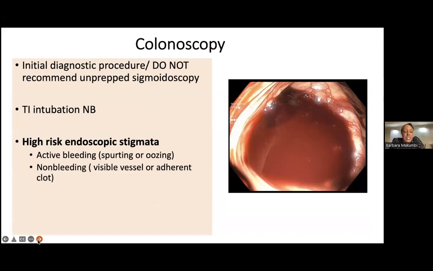Colonoscopy itself, just to say that with your patient stabilized, this is your initial diagnostic procedure, your first line, in order to get your diagnosis, as well as intervene on the patient. It is important to have a terminal ileum intubation with these patients in case the bleed is actually proximal. And you're looking for your high-risk endoscopic stigmata. So either the patient has active bleeding or not bleeding currently. Active bleeding, you're spurting and oozing. Non-bleeding signs would be your visible vessel or an adherent clot.